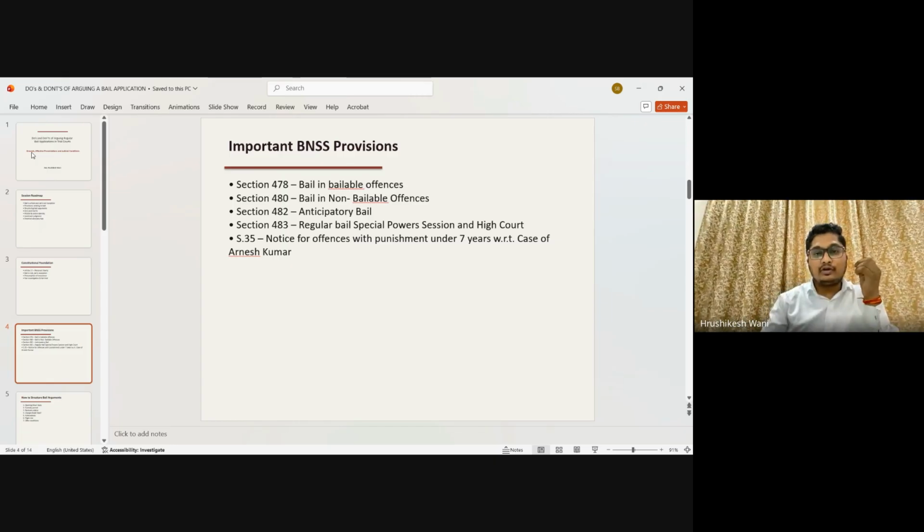So what provisions relating to bail are enshrined in this Bhartiya Nagarik Suraksha Sanhita? First is section 478. It is bail in non-bailable offences. This Bhartiya Nagarik Suraksha Sanhita, previously CrPC, or then the Bhartiya Nyaya Sanhita. In all of these codes or acts, a few offences are categorized as bailable offences, and a few offences are categorized as non-bailable offences.